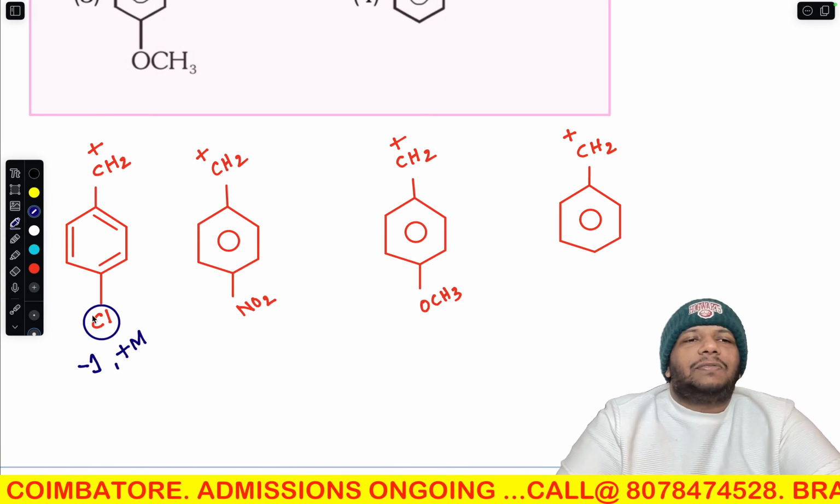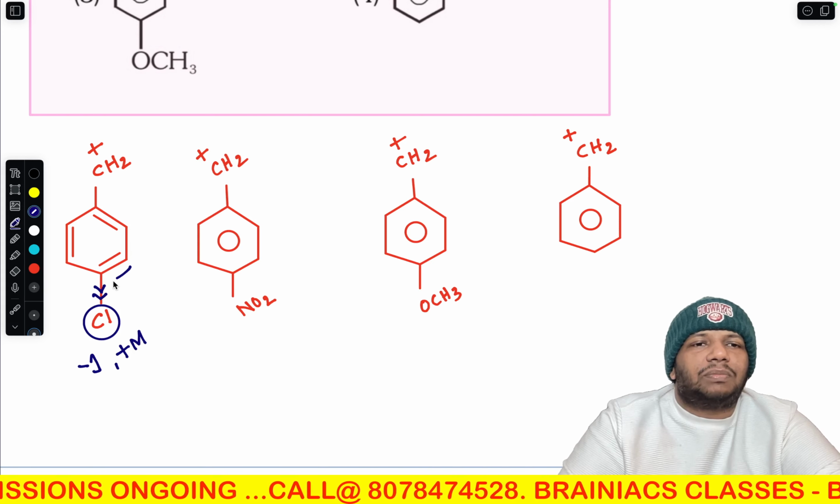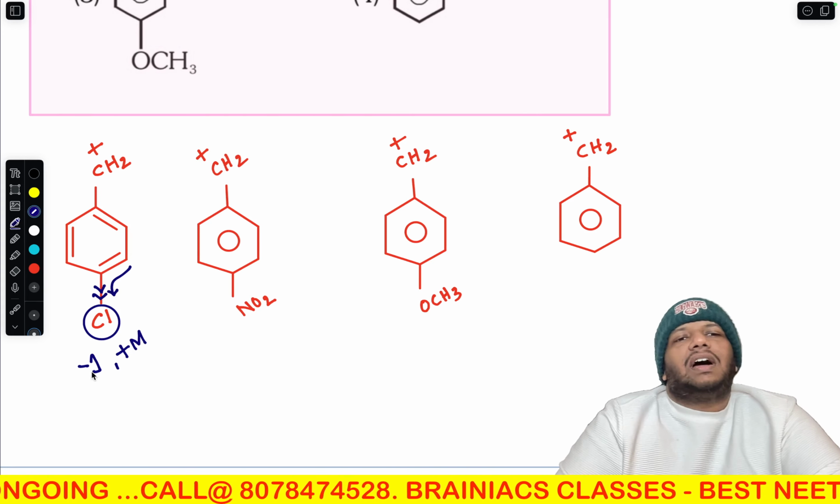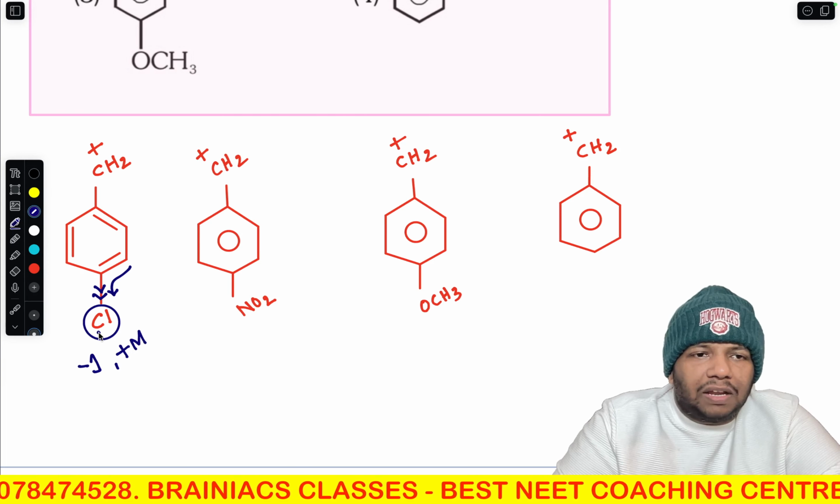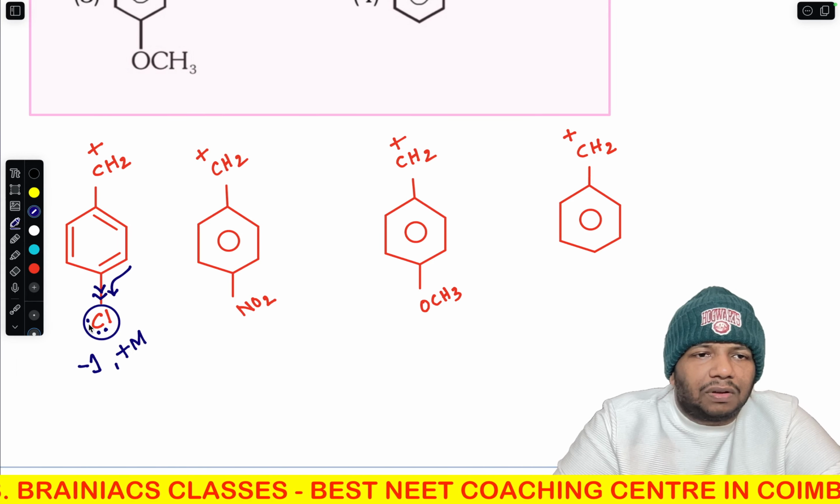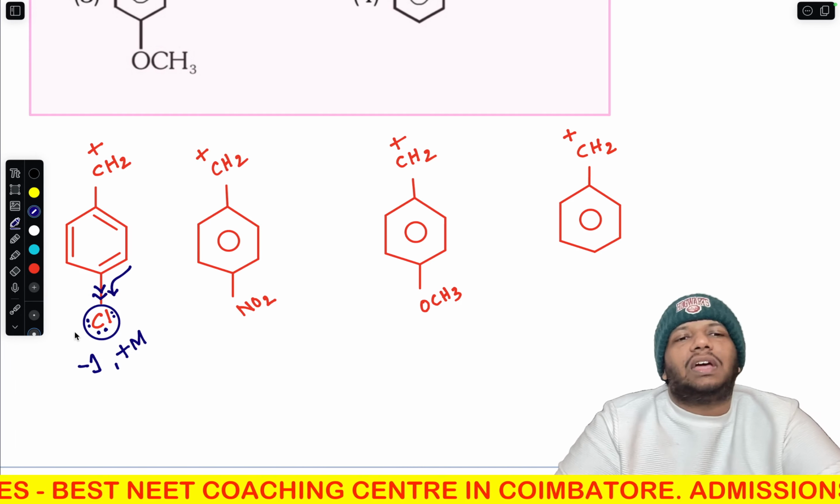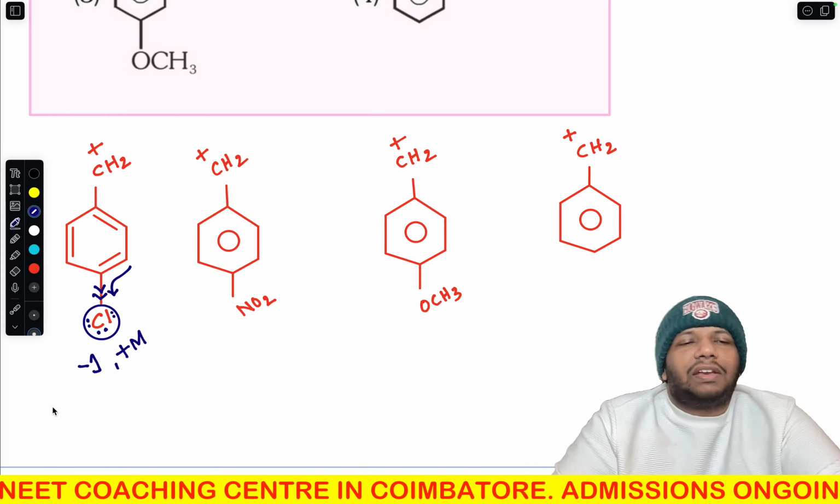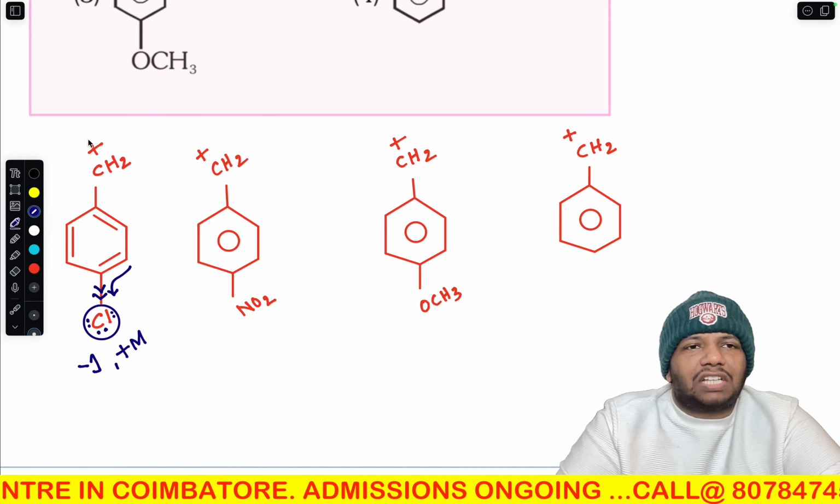Minus I effect means it will pull the electrons towards this direction, as part of its electronegativity. Plus M effect means chlorine has 3 lone pairs. It will donate the lone pair to the ring and enter into resonance. Donating the lone pair means the positive charge will decrease.